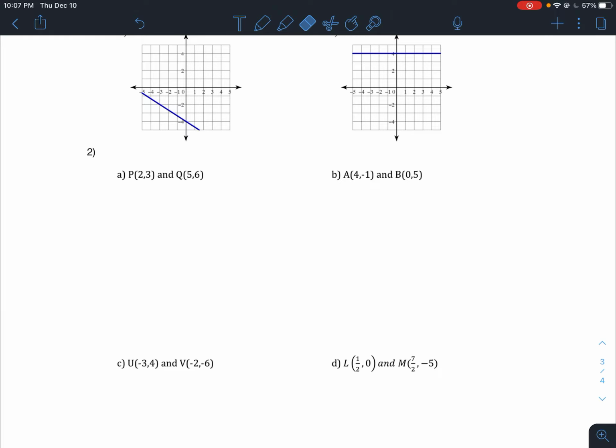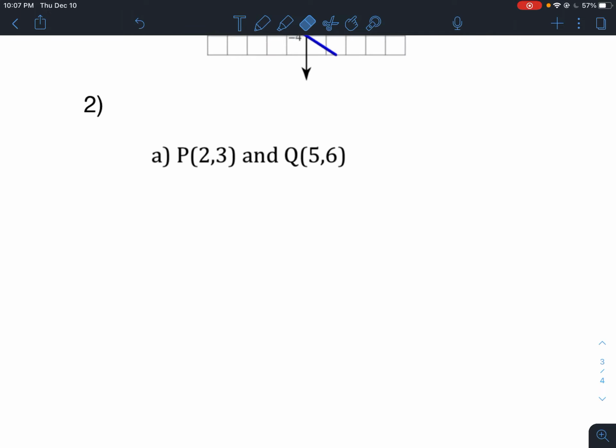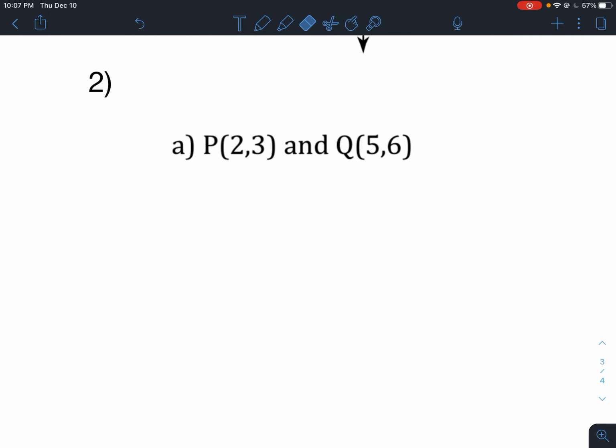All right, so let's go ahead. How about we'll do 2A here. All right, so they want us to come up with the equation. And this one's a little bit trickier because we weren't given a graph. So there are going to be different equations we're going to have to use here. So first things first, let's find the slope.